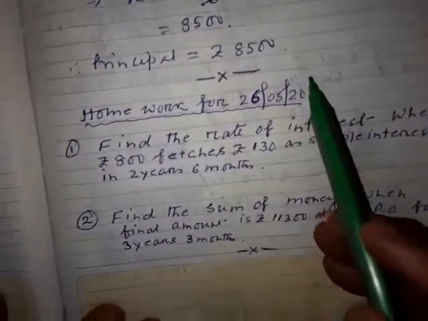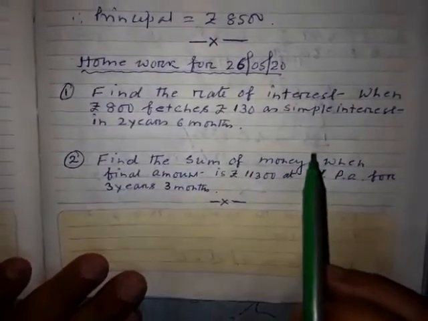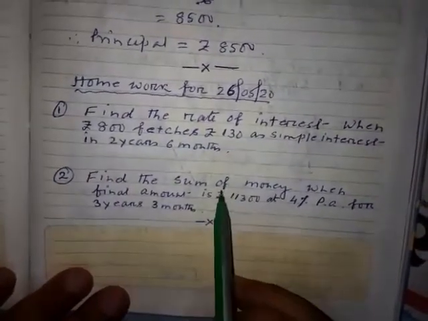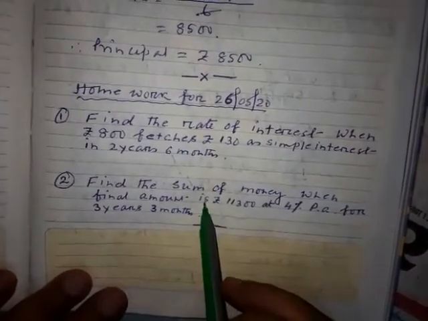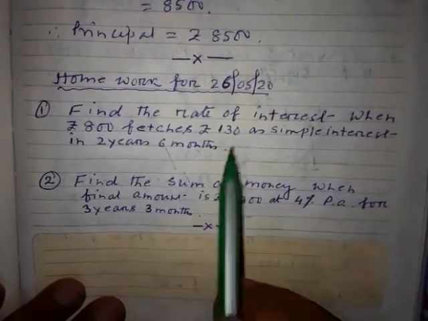Now before going, I am going to give you two more questions from this particular exercise on simple interest. The two questions are given as homework, and after solving these questions, next day I am going to start doing the revision of the percentage chapter. So what question was given?